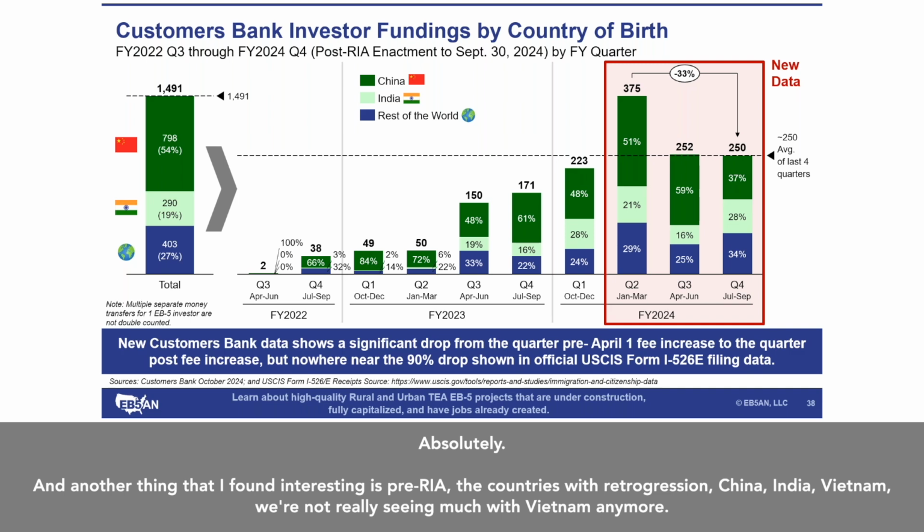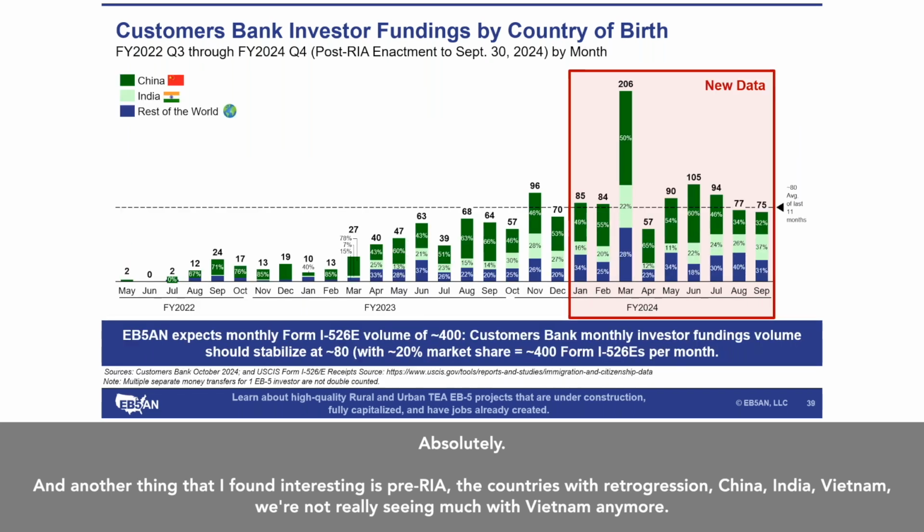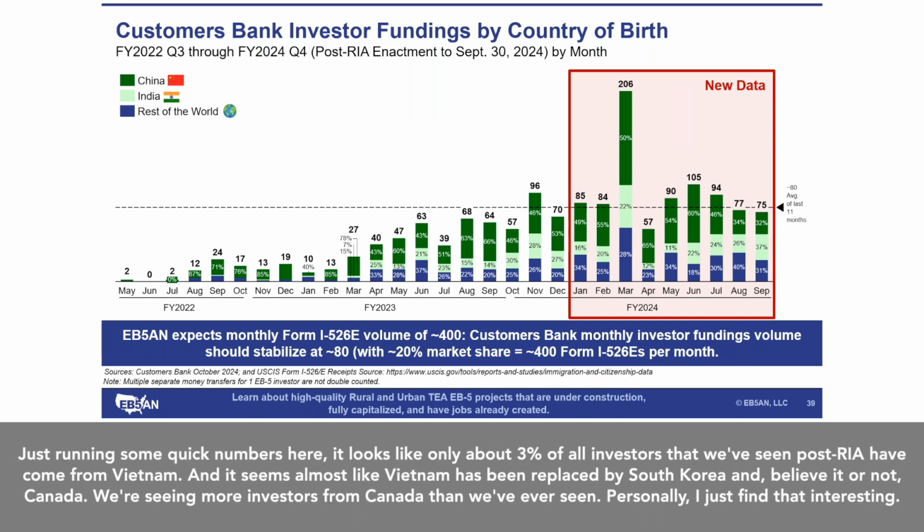And another thing that I found interesting is, pre-RIA, the countries with retrogression, China, India, Vietnam, we're not really seeing much with Vietnam anymore. Just running some quick numbers here, it looks like only about 3% of all investors that we've seen post-RIA have come from Vietnam. And it seems almost like Vietnam has been replaced by South Korea and, believe it or not, Canada. We're seeing more investors from Canada than we've ever seen. So I personally just find that interesting.